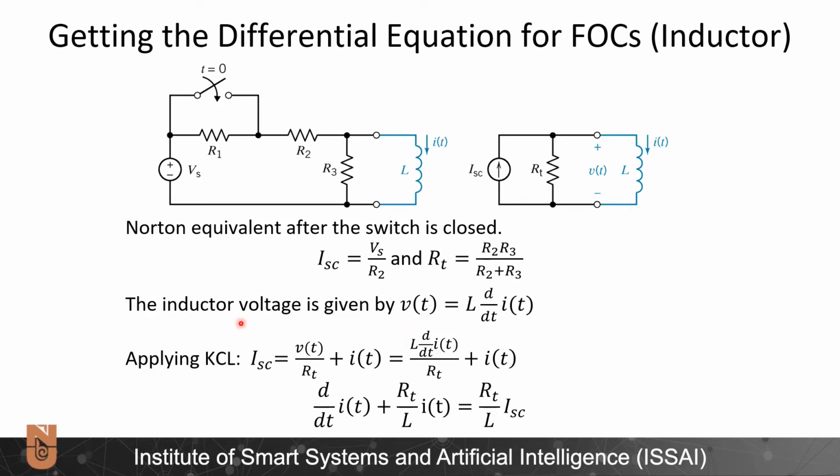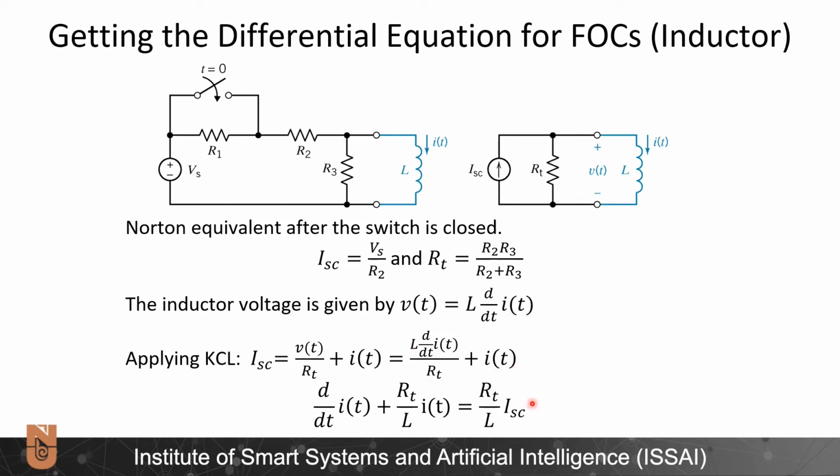And in this circuit, the inductor voltage will be given by V is equal to L times di over dt, the constituent relation for this circuit. And applying KCL to this circuit, we just have I short circuit is equal to V over R_T plus I. And by using the constituent relationship for V, we can write this as this expression.